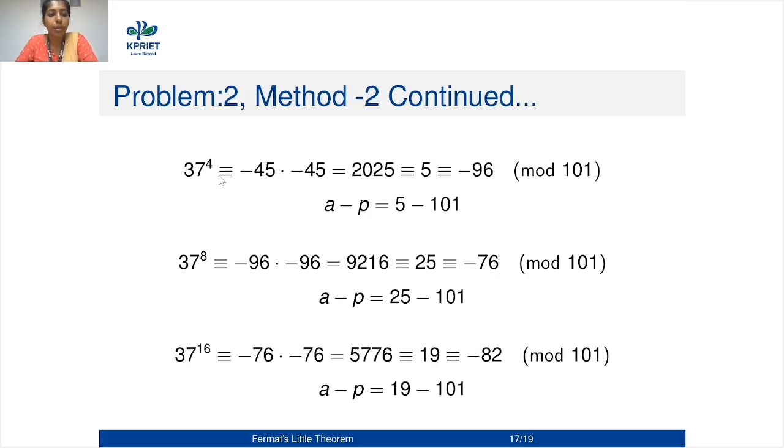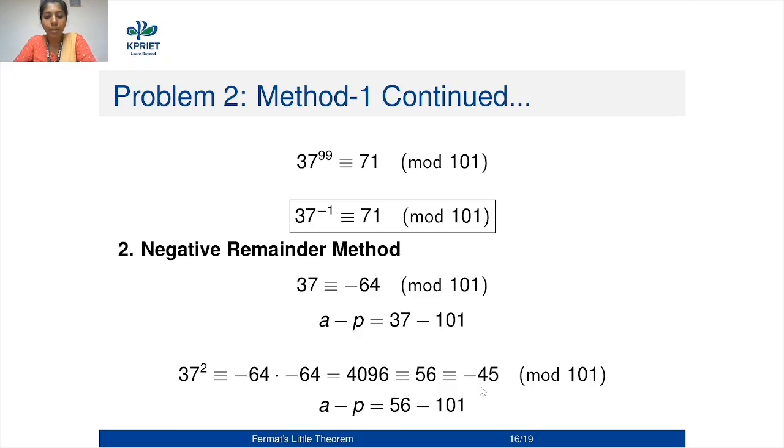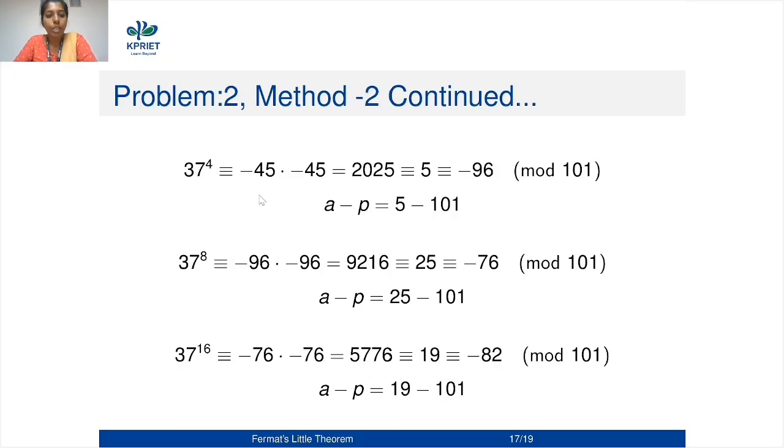Now let us increase the power of 37 to the power 4. For this, we have to take minus 45 two times. So minus 45 into minus 45 gives 2025. If I divide this number by 101, I get the remainder 5. And I want a negative remainder, so for that I just use the formula A minus P. So 5 minus 101 gives minus 96. So this is the remainder for 37 power 4.